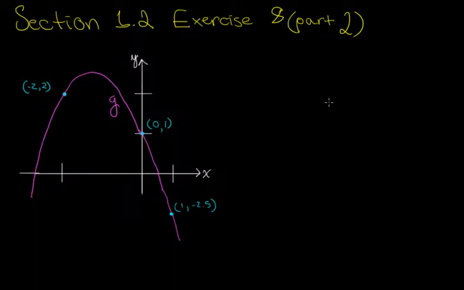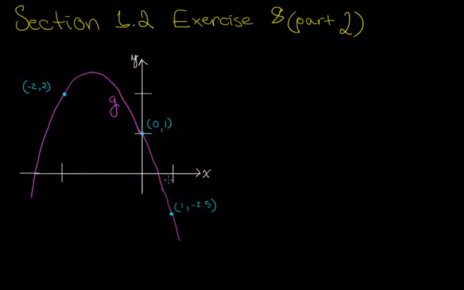Okay, this is exercise 8, part 2 of section 1.2 in Stewart's Calculus, 7th edition, Early Transcendentals, if you're following along. This problem originally said find the expression for the quadratic function whose graph is shown. This is the second graph shown in the question, and our task is to find its equation just given this graphical information.